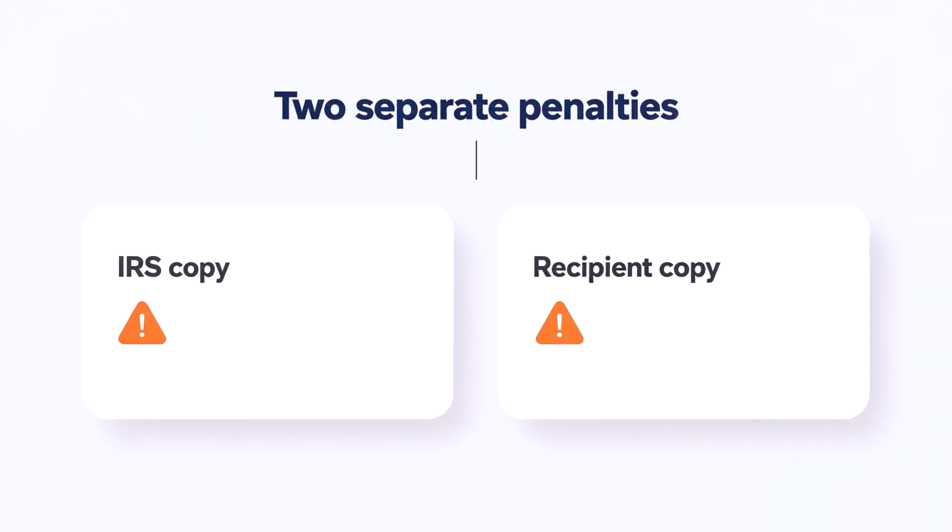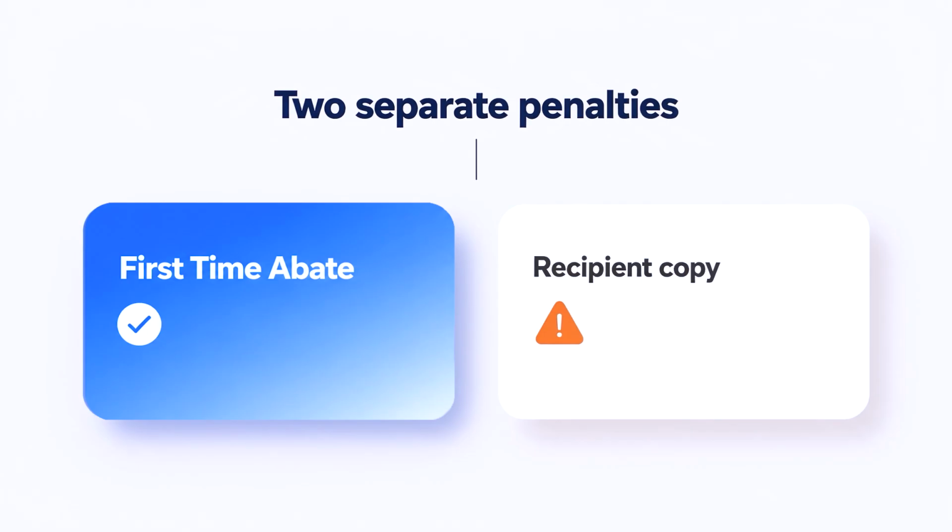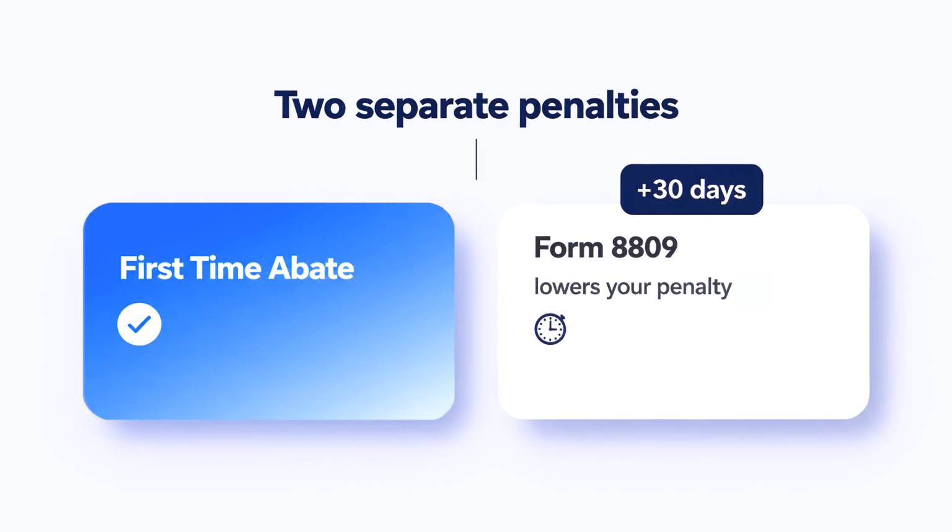And here's the part that catches people off guard. Failing to file with the IRS and failing to send the recipient their copy are two separate penalties. One late form can rack up charges on both sides. There is some relief available. If you have a clean compliance record, you may qualify for the IRS's first-time abate policy. And if you know you're going to miss a deadline, filing Form 8809 gets you an automatic 30-day extension. It won't erase the requirement, but it can drop you into a lower penalty tier.